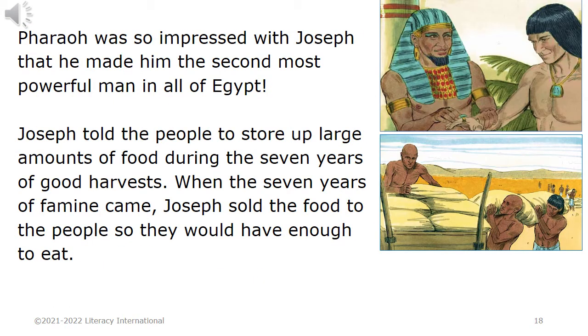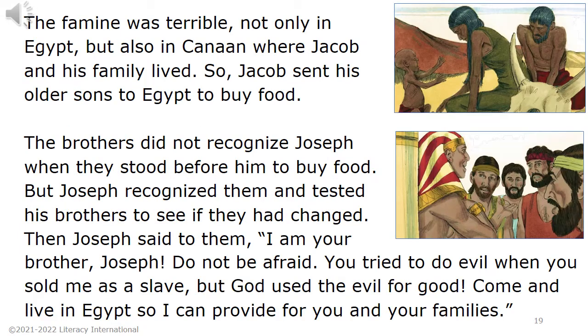Pharaoh was so impressed with Joseph that he made him the second most powerful man in all of Egypt. Joseph told the people to store up large amounts of food during the 7 years of good harvest. When the 7 years of famine came, Joseph sold the food to the people so they would have enough to eat. The famine was terrible, not only in Egypt, but also in Canaan, where Jacob and his family lived.